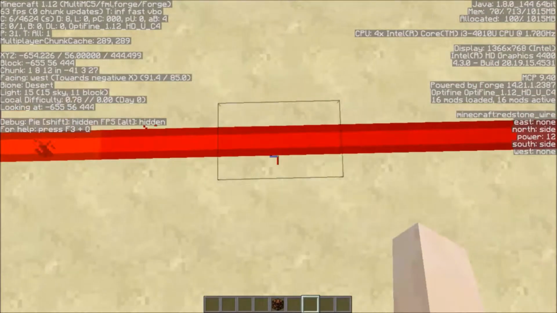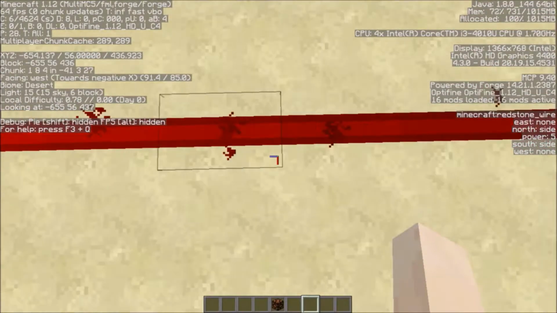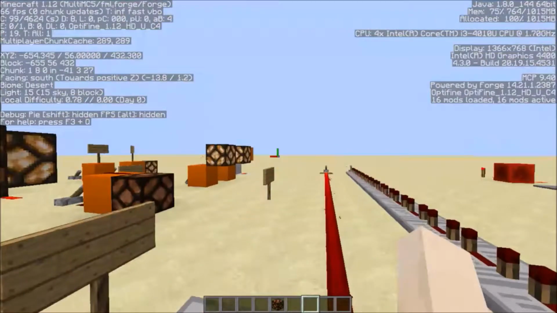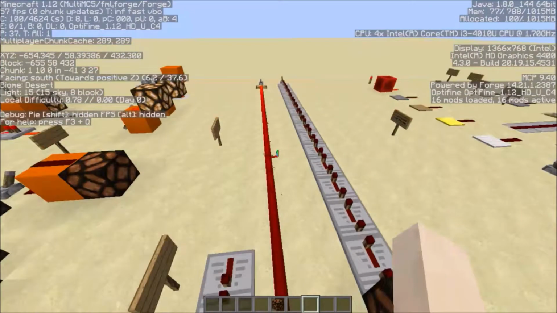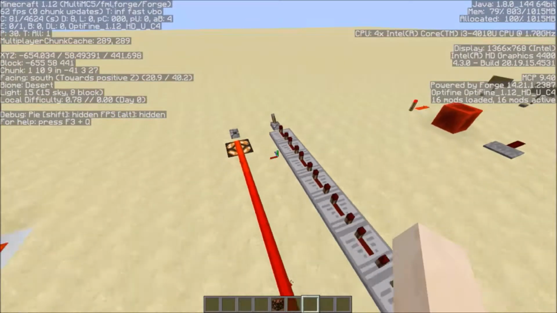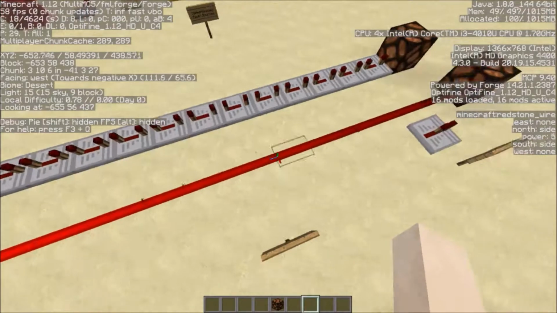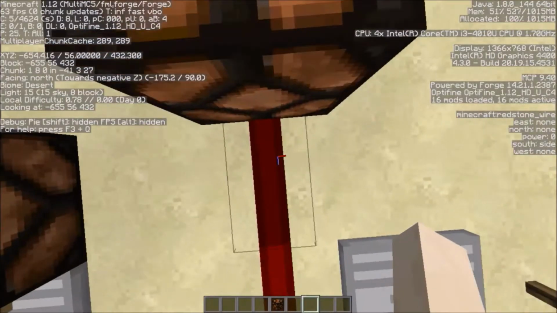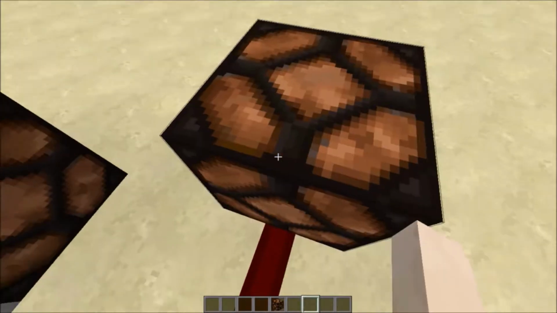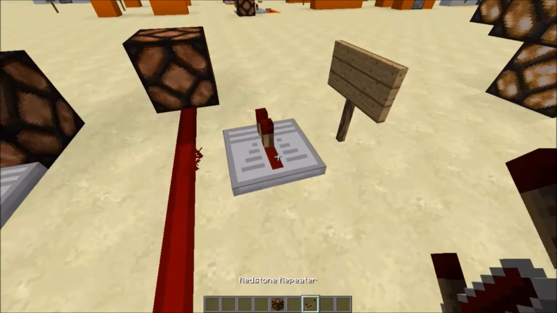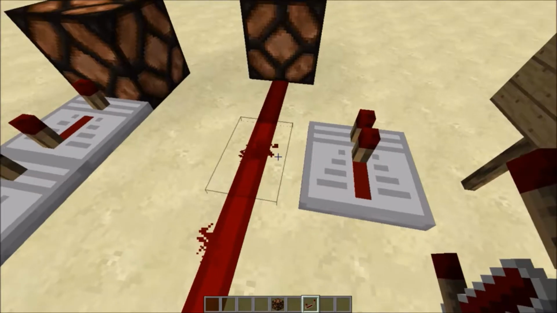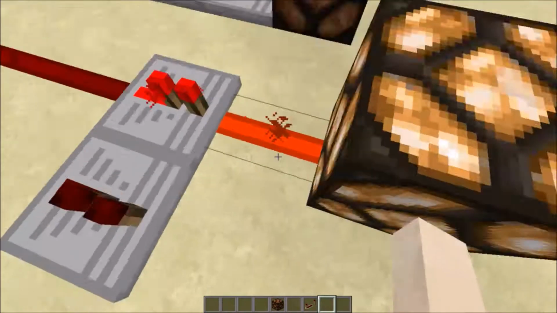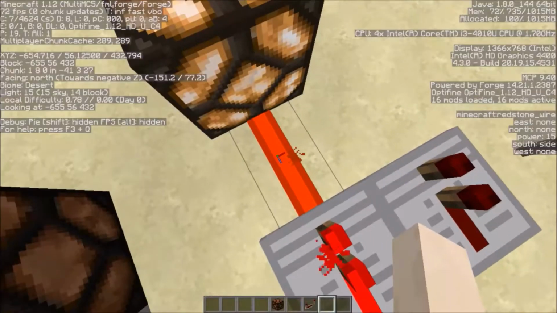Now it will be 14, 13, 12, 11, 10, 9, 8, 7, 6, 5, 4, 3, 2, 1, and eventually it will turn 0. This is known as the signal strength, and the signal strength can go up to 15 blocks. After that, it just goes to power 0, which means it is not going to power anything. Now it can be easily solved by taking a repeater and placing it in the middle of the path, and it will just reset the signal strength back to 15.